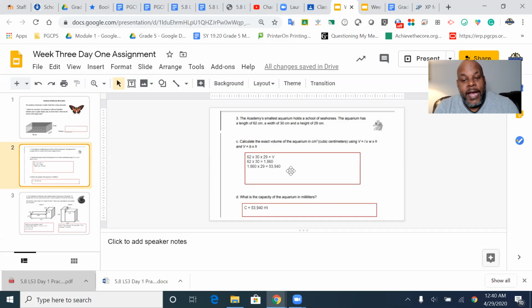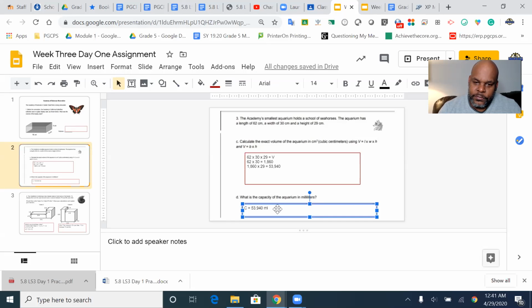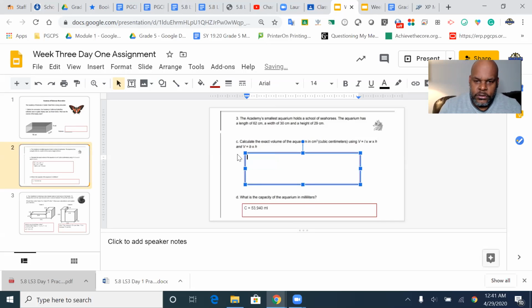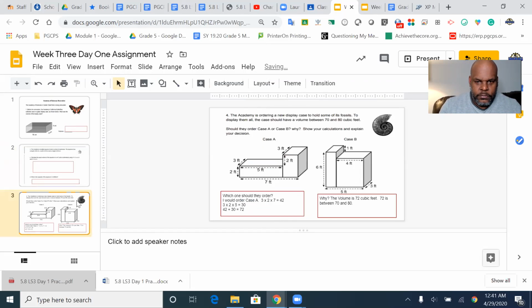So what's the capacity? Remember we said that capacity is equal to volume. So centimeters cubed are equal to milliliters. So your answer would be 53,940 milliliters. All right, good job.